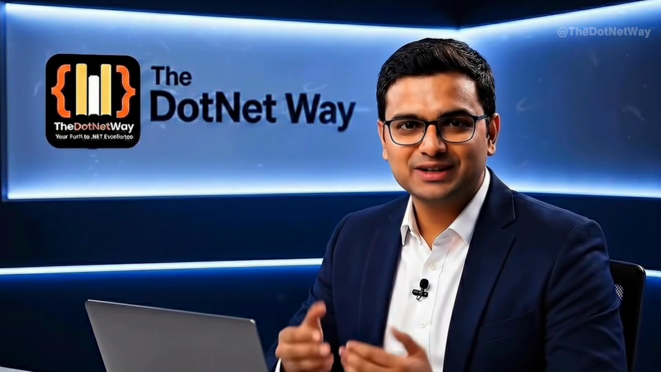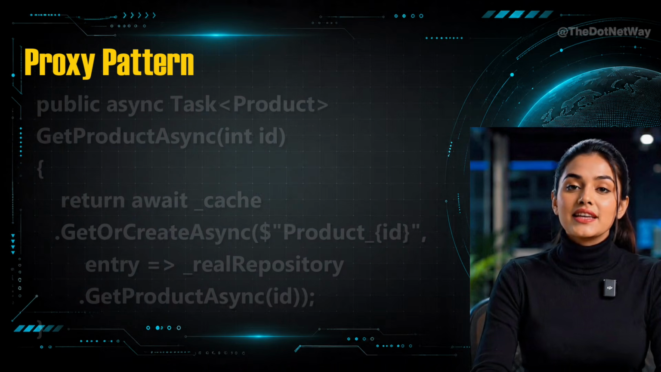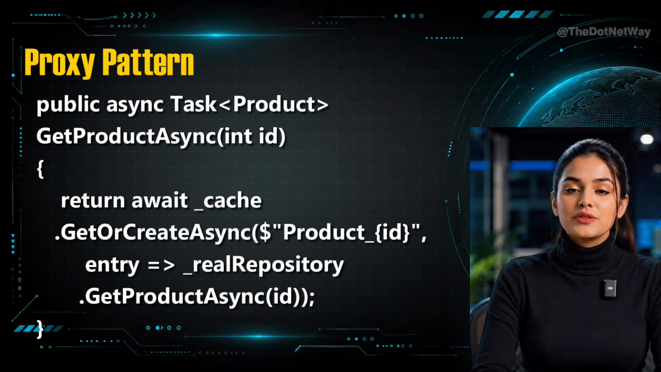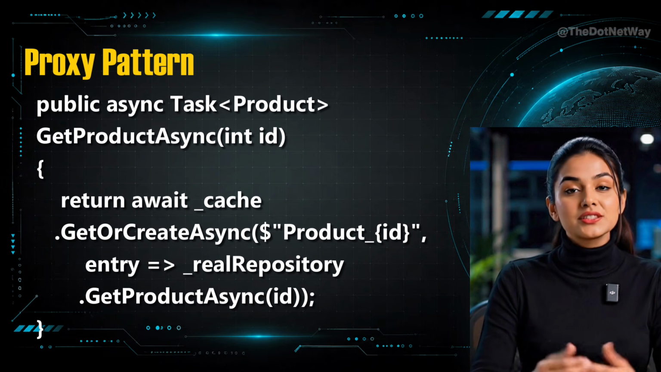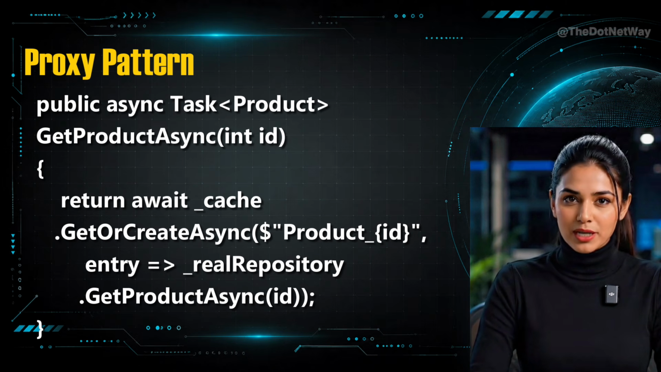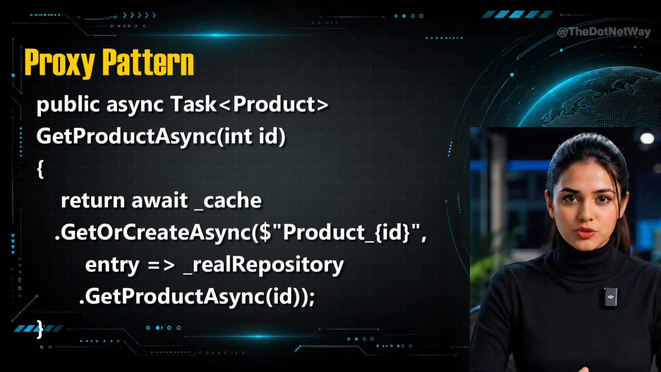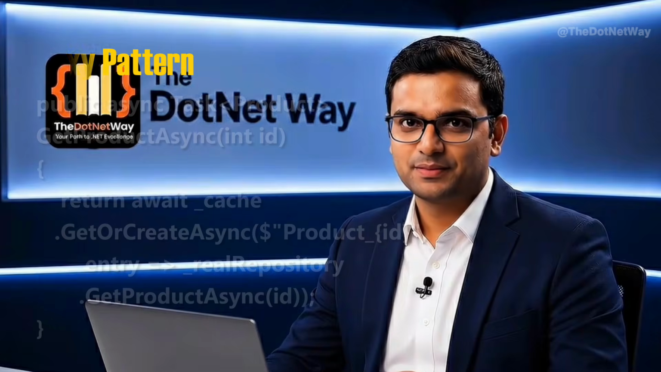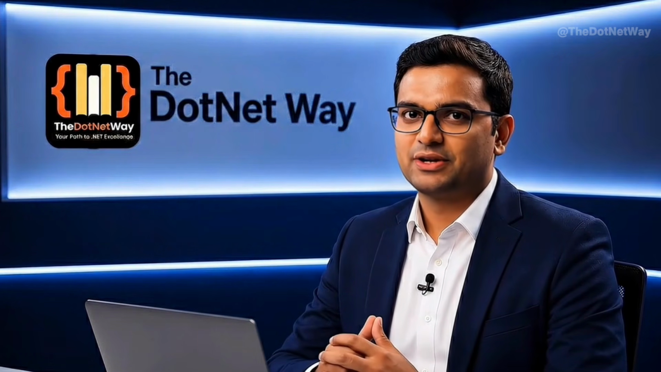What is the proxy pattern and how is it used for performance? A proxy acts as a surrogate or placeholder for another object. A great use case is a caching proxy. Here, the client thinks it's talking to the database, but the proxy intercepts the call. It checks the Redis cache first and only calls the real database if the data isn't there, saving massive amounts of processing time.